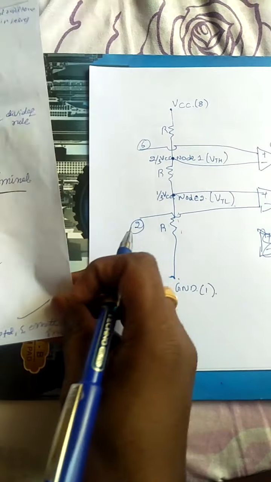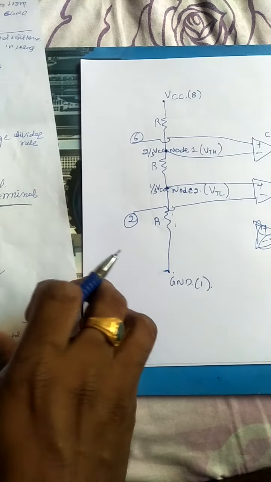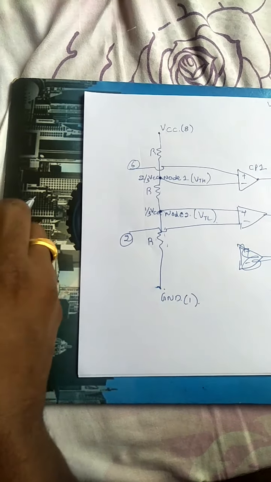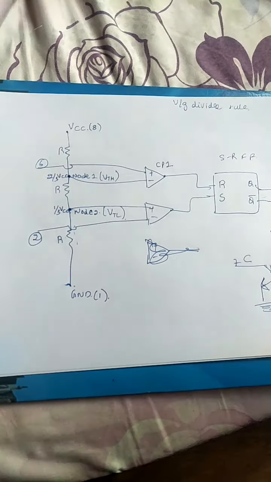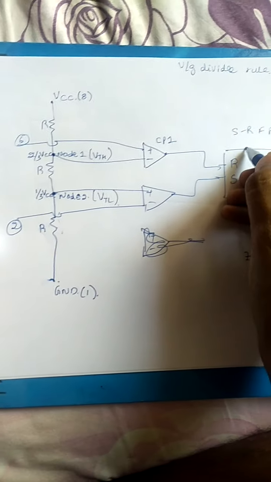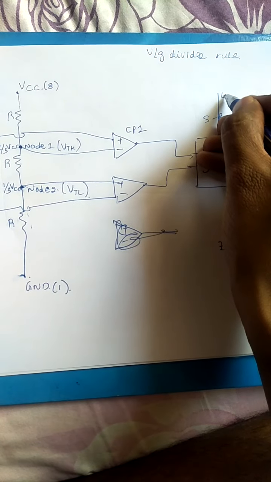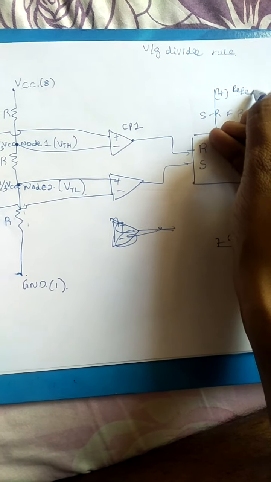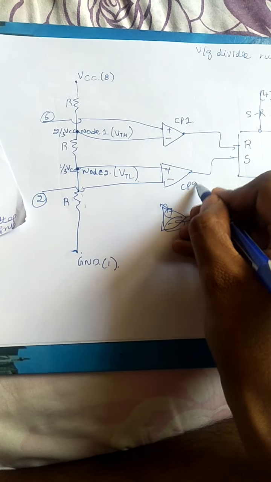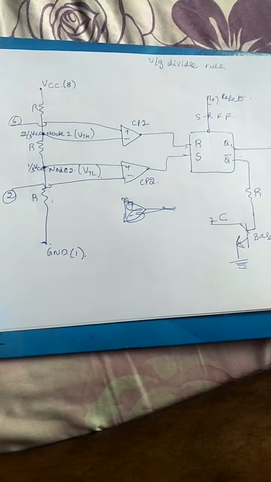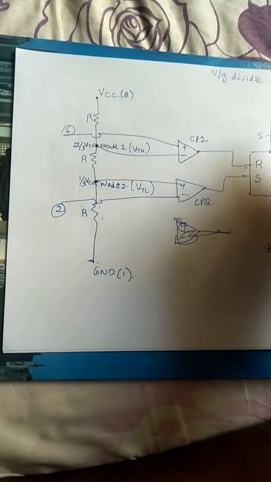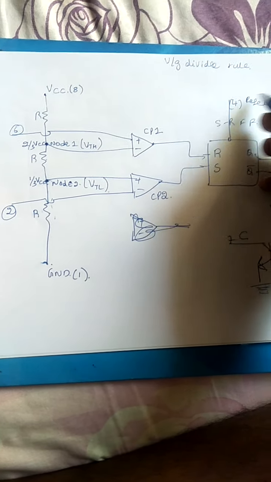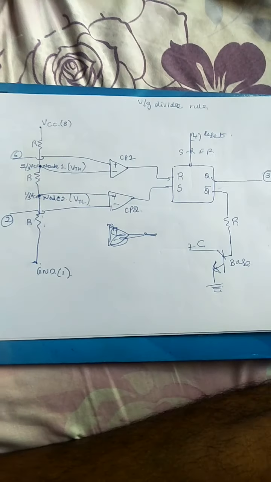So this is the internal block diagram, and of course here you have the reset pin. It's an active low pin, connected to pin number 4. This is comparator 1 and this is comparator 2. If you are not using this reset pin, you should connect it to a ground point.